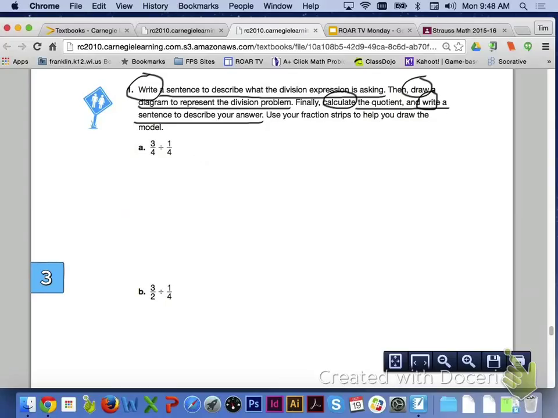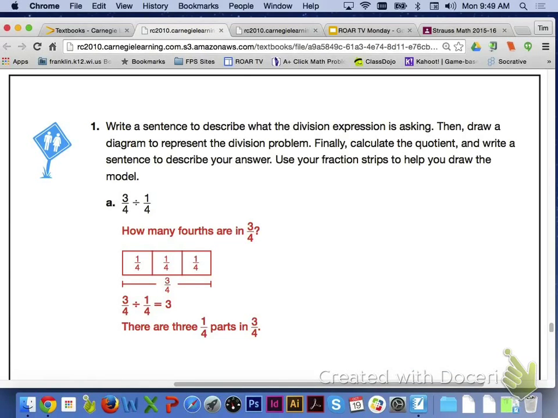On page 202, number 1 tells us to write a sentence to describe what the division expression is asking. Then we are drawing a diagram to represent the division problem. And finally, we are calculating the quotient and writing a sentence to describe our answer. If you need to use your fraction strips to help you with this part of the lesson, please feel free to do so. Let's look at letter A together and go over it together, much like we did in lesson 3.8. So let's go through this step by step.